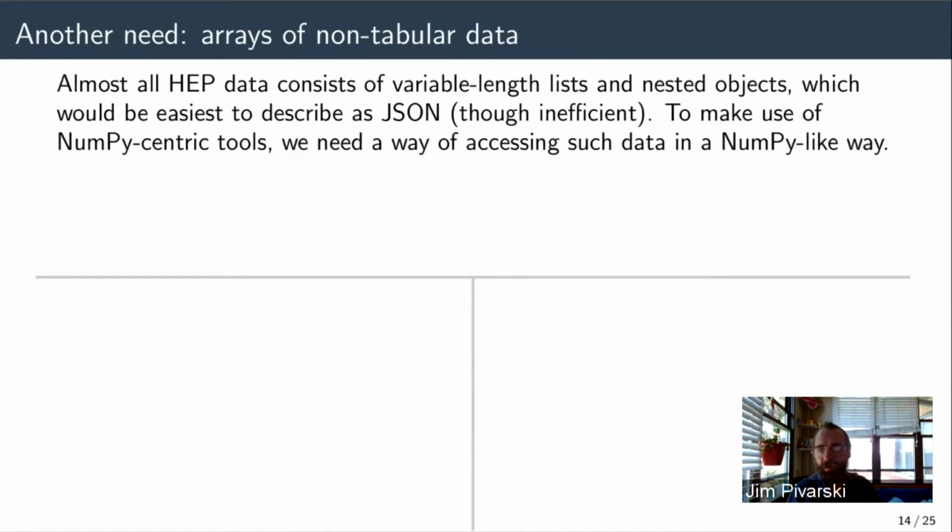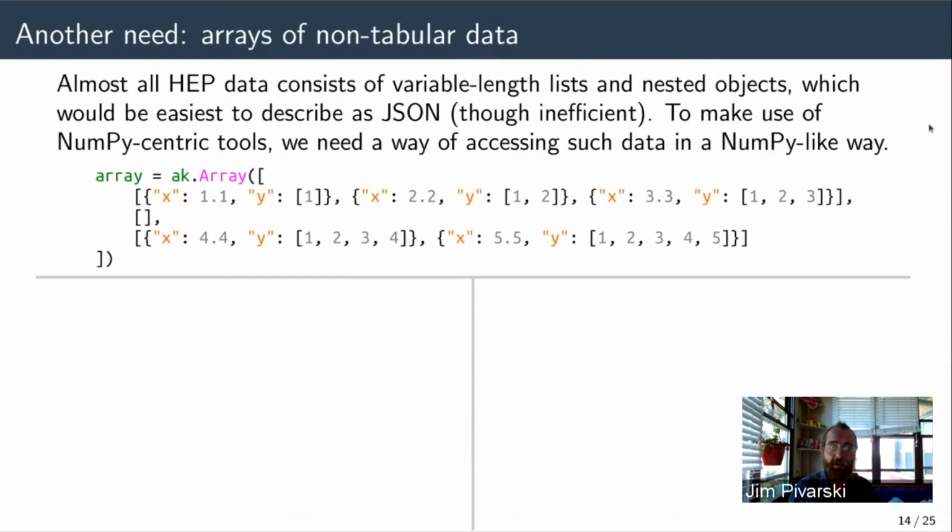So another need that we had were arrays of non-tabular data. Almost all HEP data consists of these variable length lists and nested objects. This is why traditionally we've been using C++, because you can do standard vector of class instance, right? So if you were to try to describe them, you wouldn't be able to describe them as a table very easily. The best description you could make is JSON, but JSON is wildly inefficient for the scale of the data we need to do. And also, if we want to interface with these NumPy-centric tools, what we need is something array-like. So we needed a way of accessing such data in a NumPy-like way.